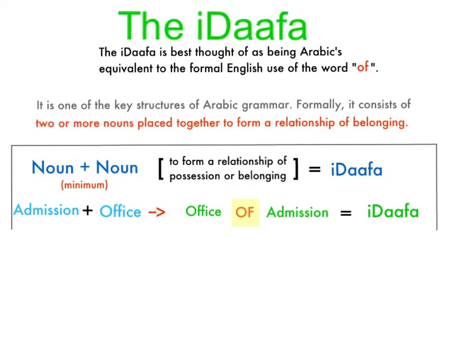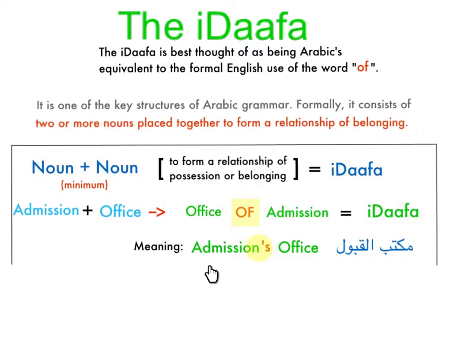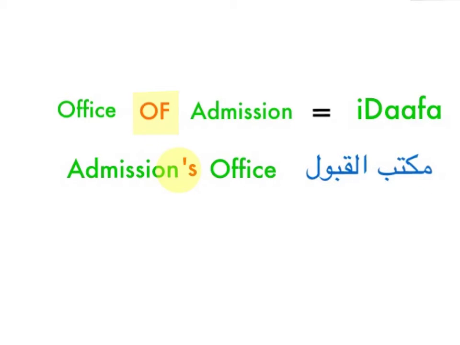Now let's look at it in Arabic. In Arabic, we say مكتب القبول. It's admissions office. So, a way to think about it is, when you have a word like مكتب, which is indefinite, means office, the second word, al-qubul, gives it definition. It becomes more specific. What kind of office? What office? Admissions office. مكتب al-qubul.